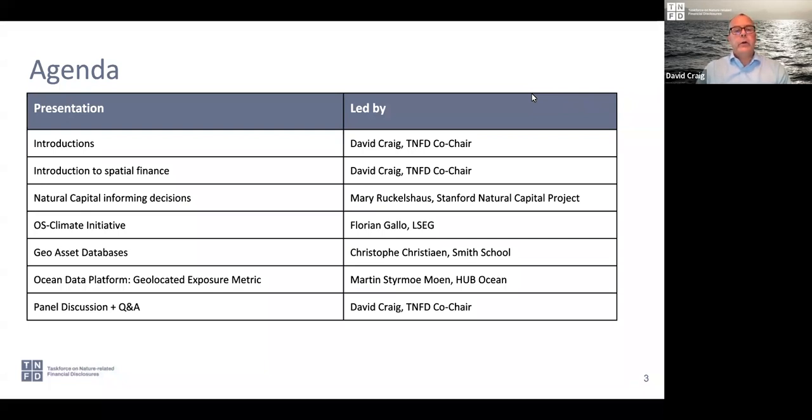What is still missing though, and what is still a gap, is the ability to really take that bottom-up view of geospatial data and integrate it with the top-down financial view and asset data. And so plugging that nature finance gap, as we call it, is something that our panel will discuss today and give some real examples of how they're trying to do that.